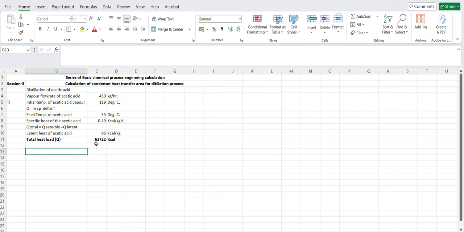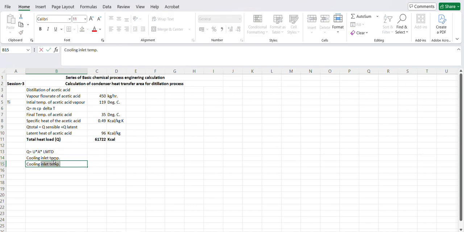We need to calculate Q is equal to U into A into LMTD, the log mean temperature difference. Now to calculate LMTD we have to get the data from the utility as well as from the process. So we consider cooling inlet temperature and cooling outlet temperature. Cooling inlet temperature is 30 and outlet is 34.